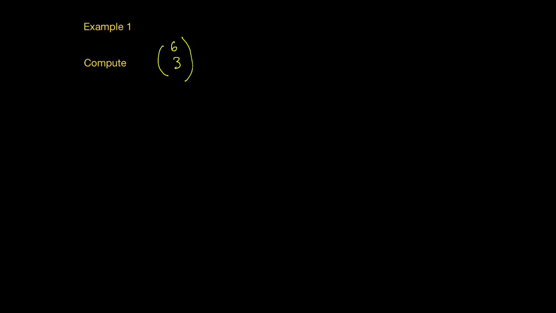So I'm going to go ahead and draw or sketch my skeleton here. If I want to calculate n choose k, that's going to be equal to n factorial over k factorial multiplied by n minus k factorial. So now here 6 is going to be my n and 3 is going to be my k. So everywhere I see an n, I'm going to replace it by a 6, and everywhere I see a k, I'm going to replace it by a 3.